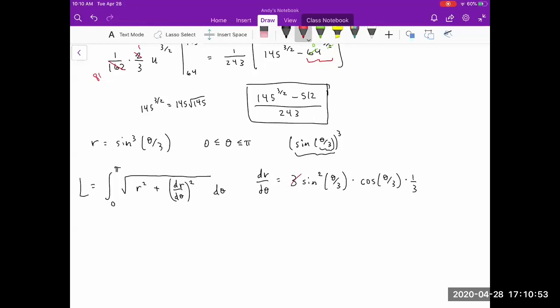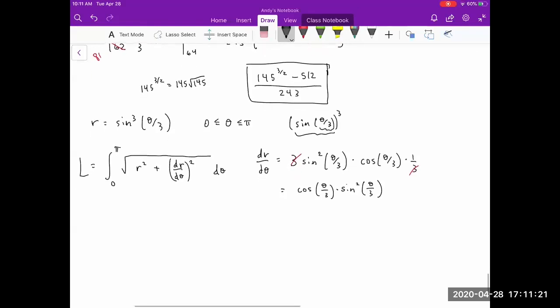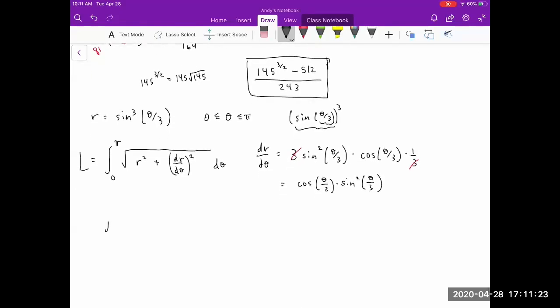Notice the 3's cancel. So really what we have left is cosine of theta over 3 times sine squared of theta over 3. So I hope we followed that. I know that's a little weird. Maybe it's been a while since we've seen a heavy chain rule problem, but there's an example of one right there. All right, so that's dr d theta, and we have to square it. Oh boy, so things are going to get kind of crazy here.